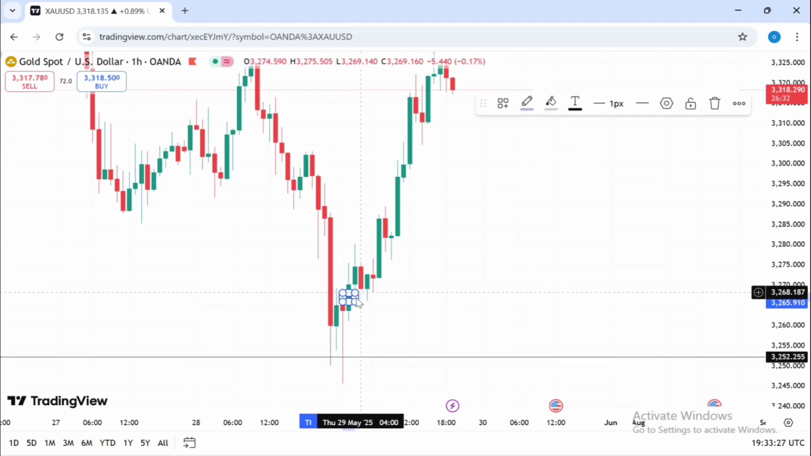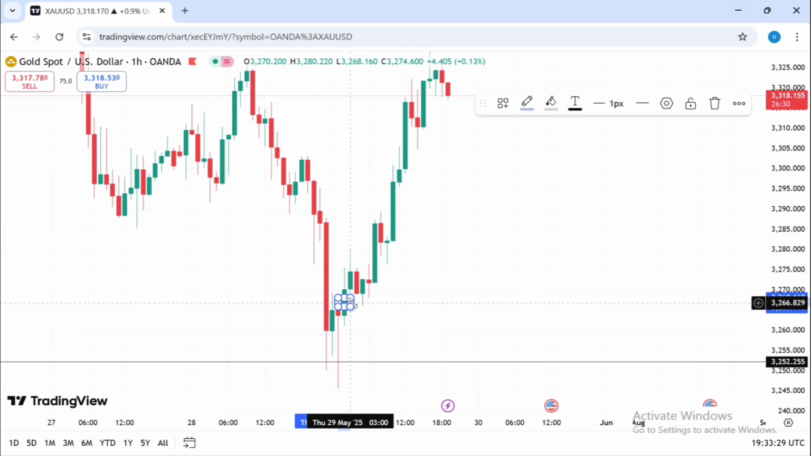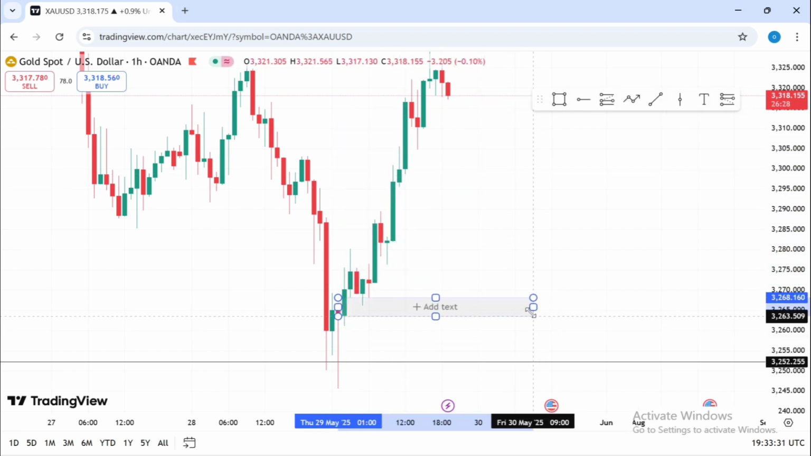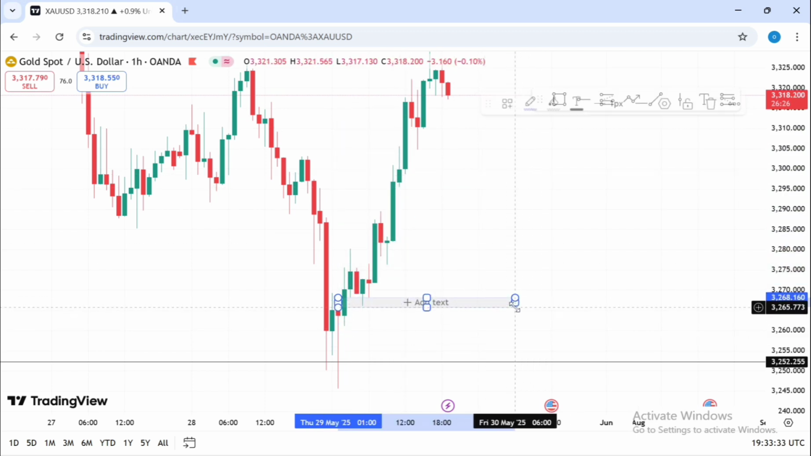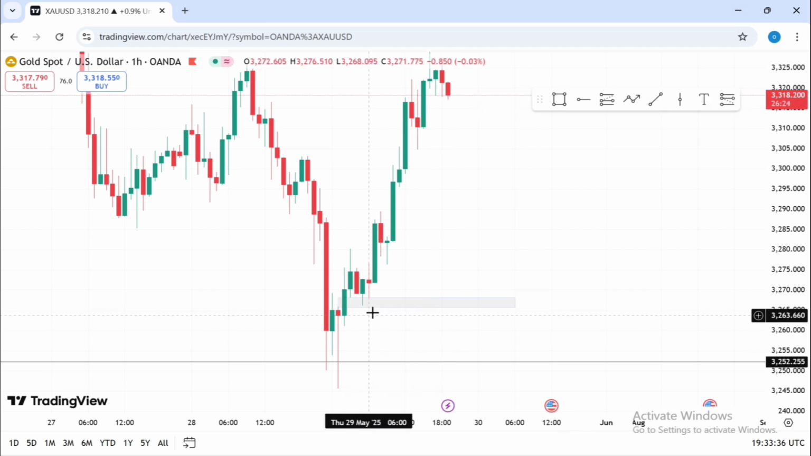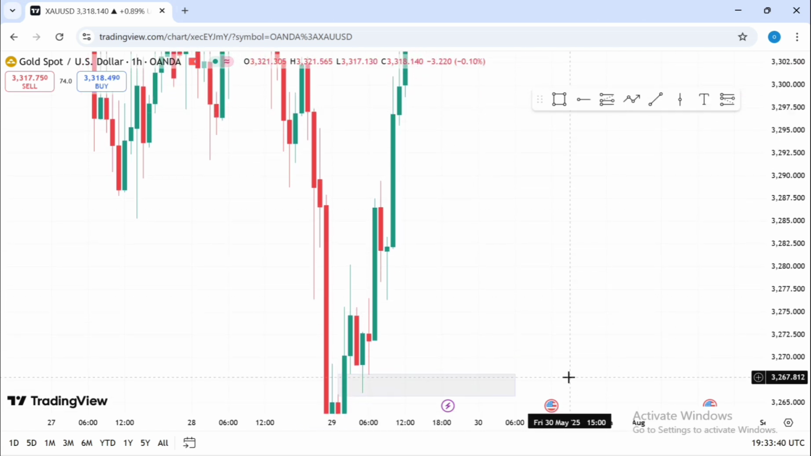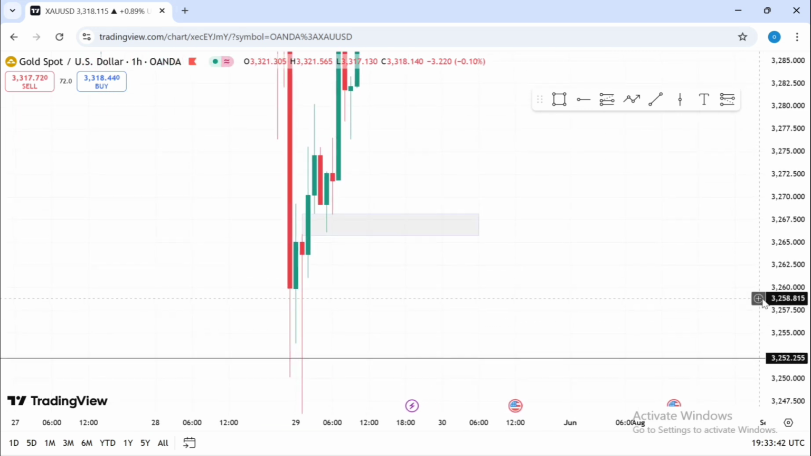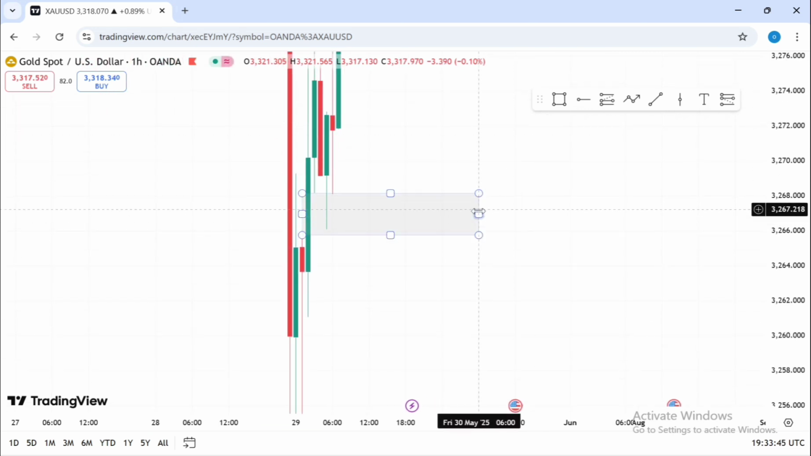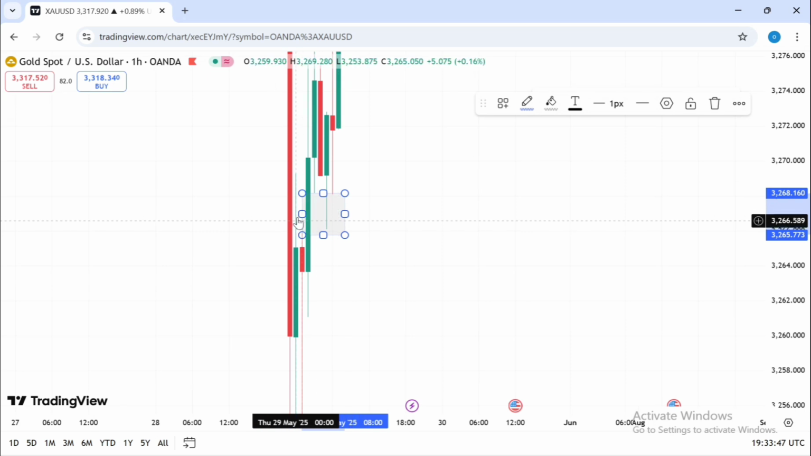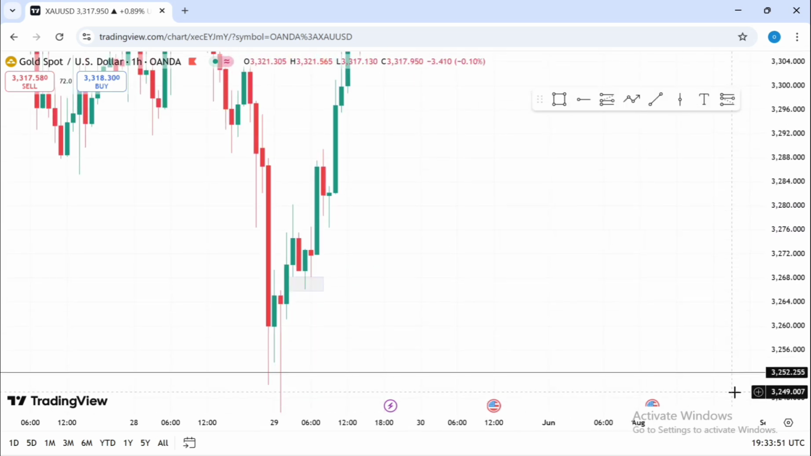Yes, this was the 1 hour fair value gap. This is a 1 hour fair value gap right here, and price retraced into the 1 hour fair value gap. Let me do this very well. So this is a 1 hour fair value gap right here. Price came into the 1 hour fair value gap here. So if price returns into this 1 hour fair value gap, another thing, time frame alignment.